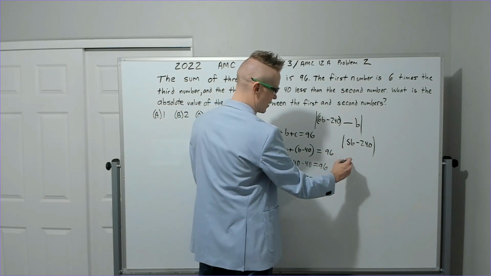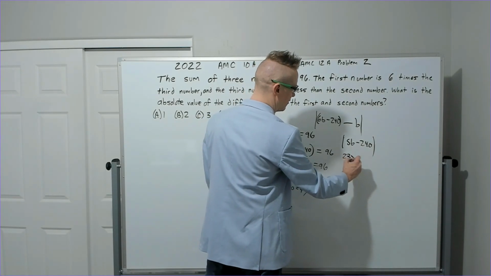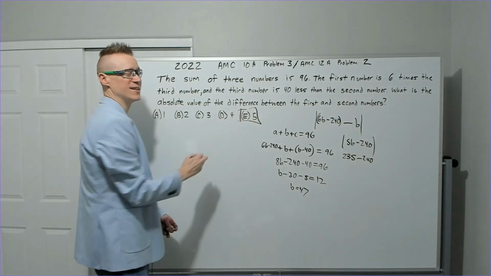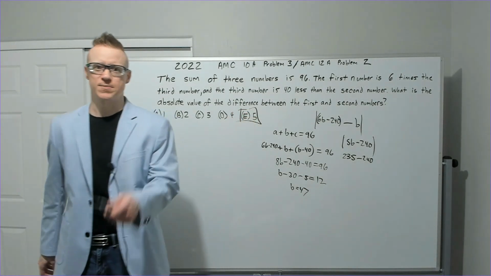5 times 47 is 235 minus 240, negative 5, but absolute value. Get E, win a prize. Let's go to the next problem.